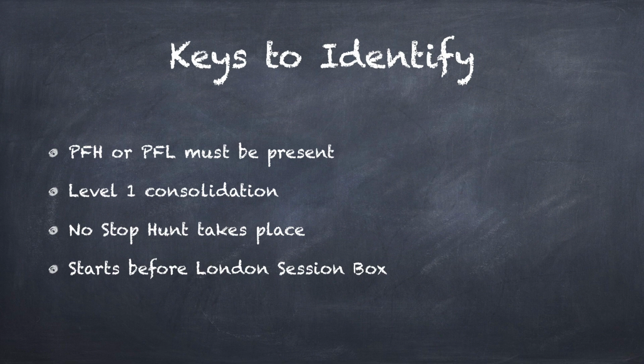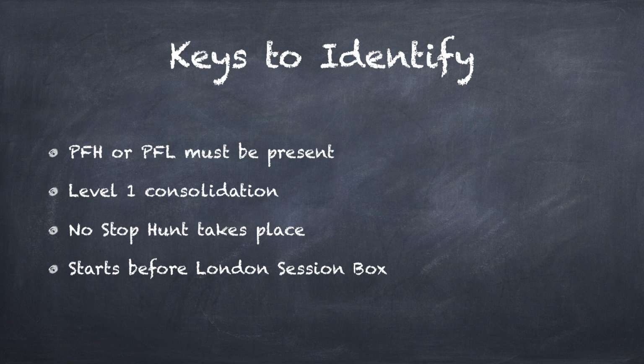Number one, you must have peak formation high or peak formation low present. There is no way you can have a straightaway trade without a peak formation high or peak formation low. It does not work without it. The major component of this is being able to identify peak formation high and peak formation low, because that's the only time it actually happens.